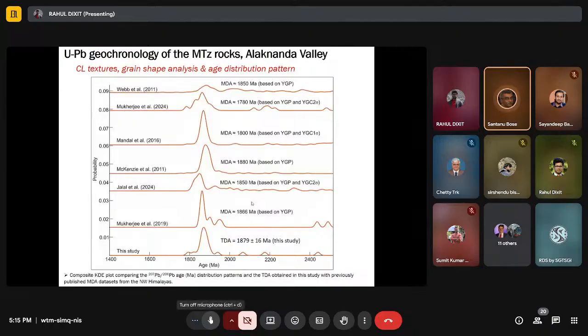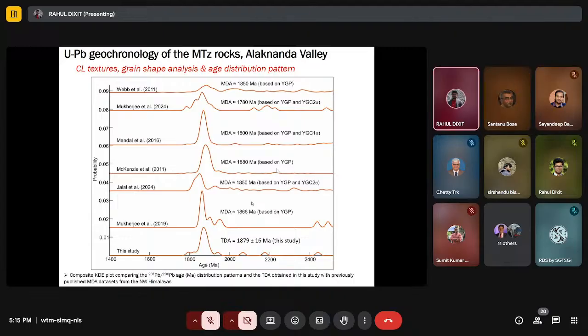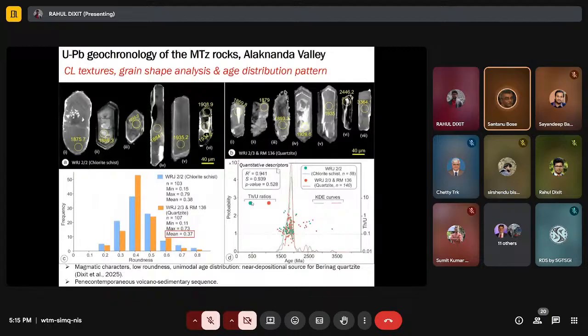Rahul, it was a fantastic talk. I really liked it, and you have done detailed work there in the Alaknanda and Dhauliganga Valley. I'm just asking one thing: have you not found any differences in the structural style from Munsiari to Vaikrita, as you said?